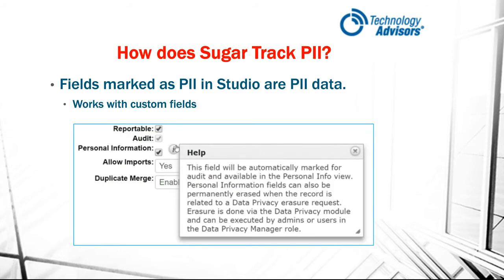Okay, so how do we track PII in Sugar? Well, they've made it very easy with just an additional checkbox in Studio. You can see here in the screenshot that there is a checkbox labeled Personal Information, and it even has a little help screen that will tell you all of the different places that this checkbox will affect in Sugar. It makes it really easy to go into your system and start checking things that you need to track, things like name, email address, phone number, among a lot of other data that could be considered PII.